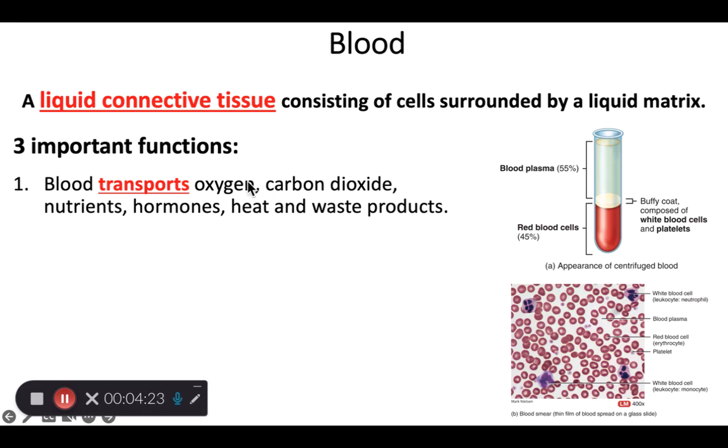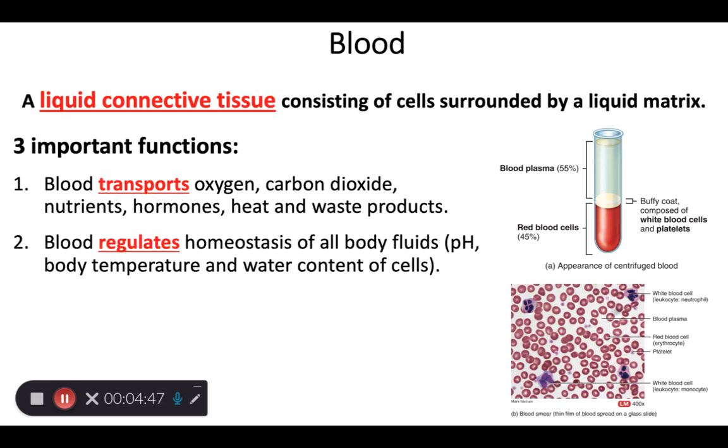We transport heat, so we can remove heat from the body by sending more blood to the skin and then remove that heat from the bloodstream. And then waste products. Waste products are produced by cells and need to be transported. Many of those waste products are eventually excreted at the kidneys in the form of urine.